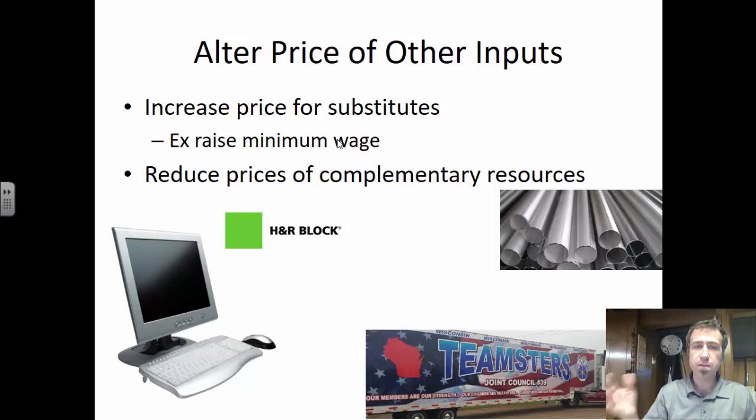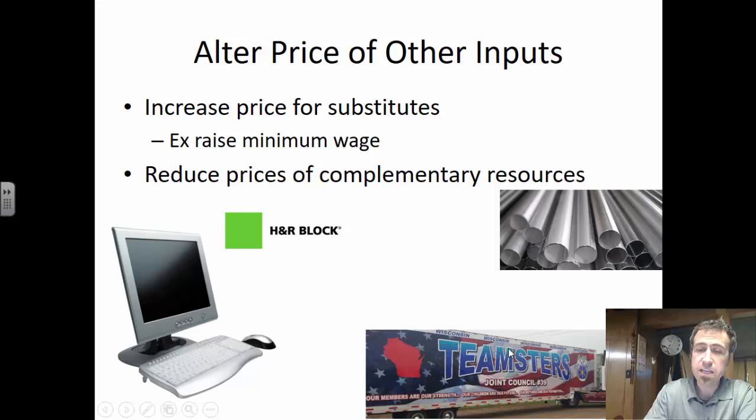Now, they also could reduce prices of complementary resources. So they might try and reduce the price of computers. If computers are cheap, then they can buy a bunch of computers, and also they need people to run those computers, and so there's more demand for the workers. They might try and get the raw materials cheaper. They might try and get rid of a tariff, and then that way the raw materials can come into the country cheaper, and then there's more demand for labor to work with that raw material to make the product.